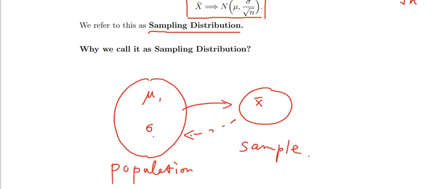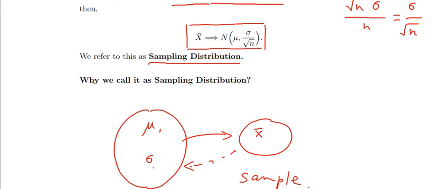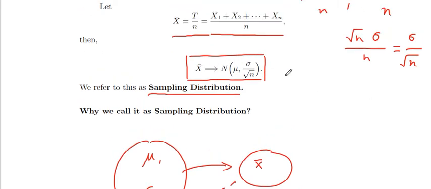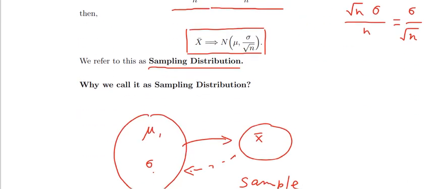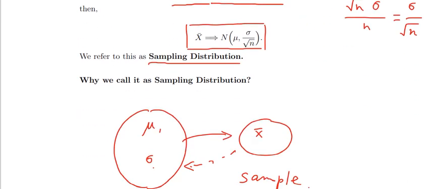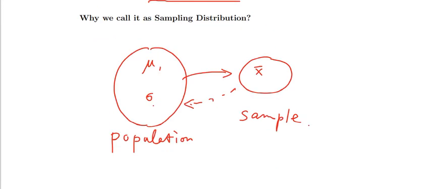This is the typical issue in statistics. We say x bar follows this normal, such a result in statistics we call a sampling distribution. In probability, we call it the central limit theorem. So both of them are essentially the same thing, but in different disciplines. In probability we call it the central limit theorem, and in statistics we call it the sampling distribution.